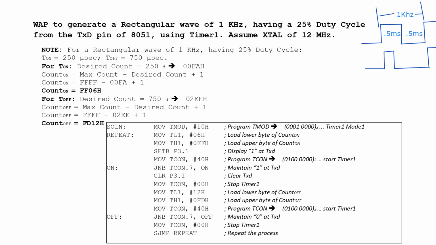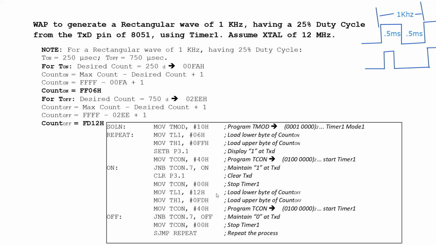We are asked to use timer 1. So we set timer 1 in mode 1 and load the value. First we load the value for the on state, that is FF06. So the value is set and P3.1 is 1, so that you will get a 1 here. Then start timer 1 and wait for the delay. And after the delay, P3.1 is cleared, that is, P3.1 is now 0.